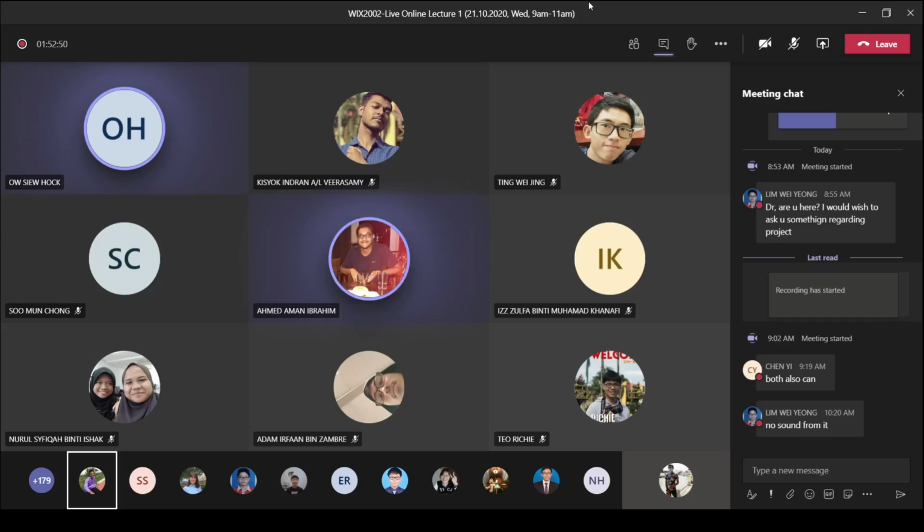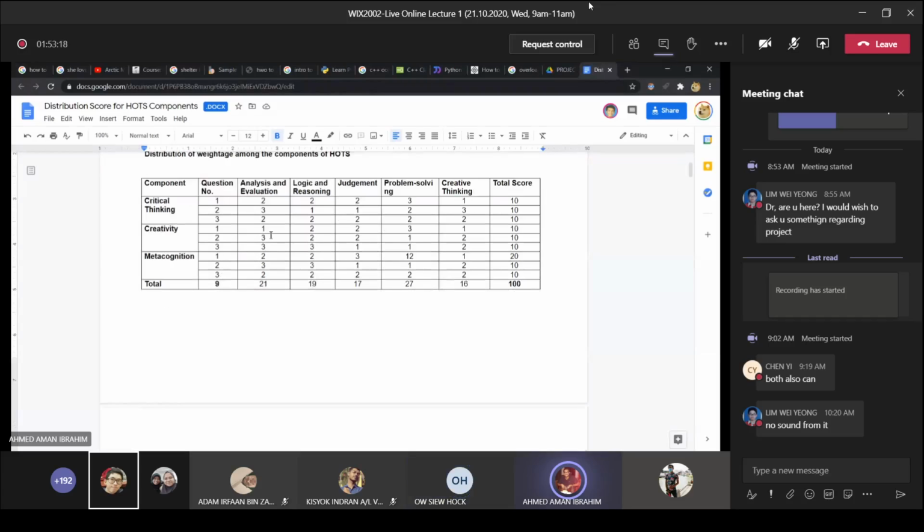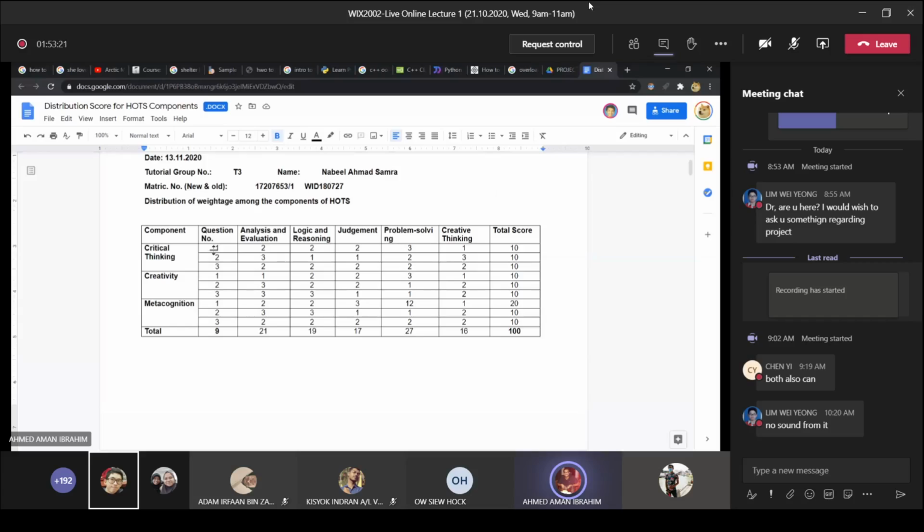Doctor, for chapter 2 and the reliability part, we are not sure how to calculate the percentage. You're from PG3? Yes. Can you please show me your data first? So, Doctor, we have the table filled in by all the members, but we don't know how to proceed to calculate the percentages.